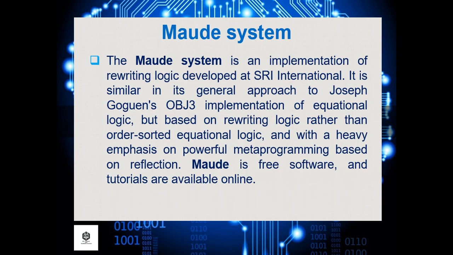Maude system. The Maude system is an implementation of rewriting logic developed at SRI International. It is similar in its general approach to Joseph Goguen's OBJ3 implementation of equational logic, but based on rewriting logic rather than order-sorted equational logic, and with a heavy emphasis on powerful metaprogramming based on reflection. Maude is free software and tutorials are available online.